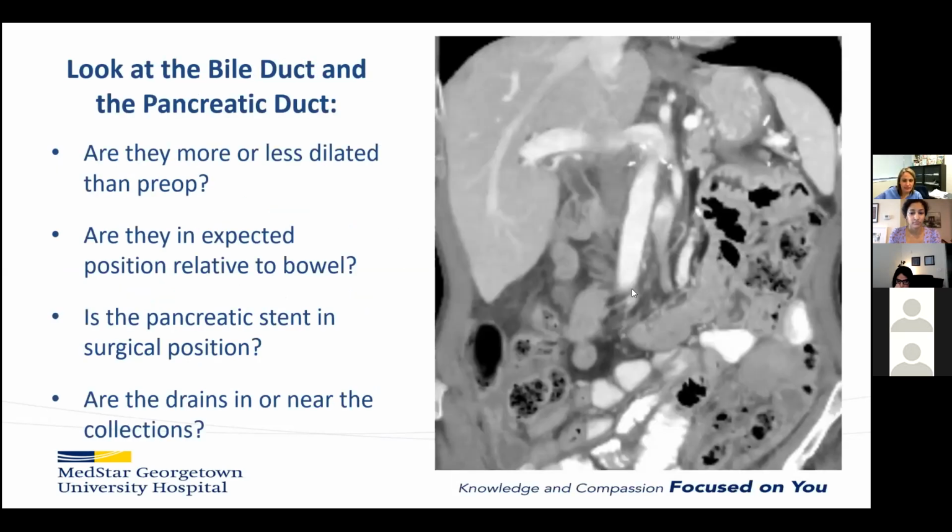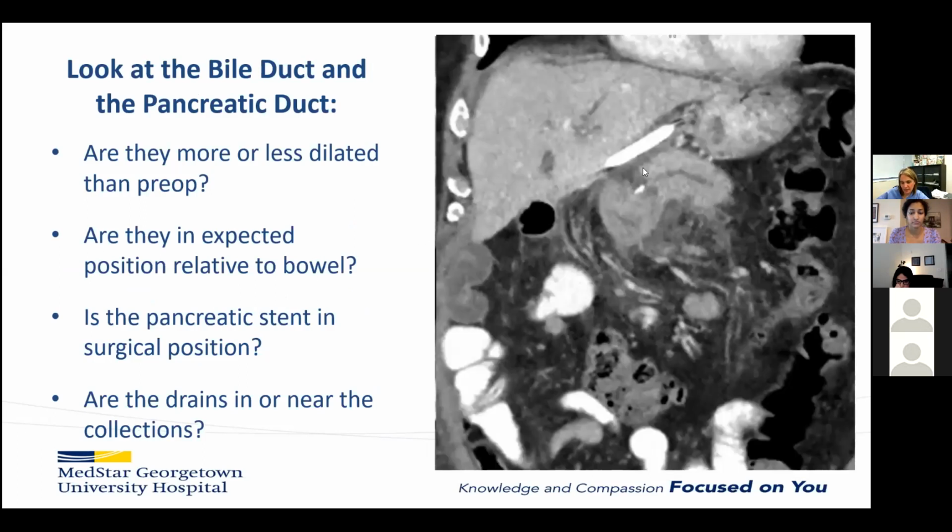Okay, the bile duct and the pancreas duct, this is kind of an abnormal look most of the time after a Whipple. The bile duct should be decompressed. This was a patient who had a very large bile duct beforehand, and this was pretty soon after surgery, but still was a little bit worrisome that the bile duct wasn't decompressed completely. And then, are these in the expected location relevant to the bowel?